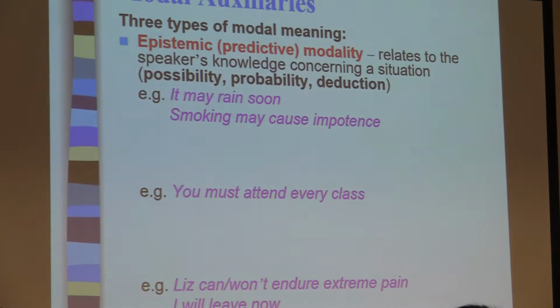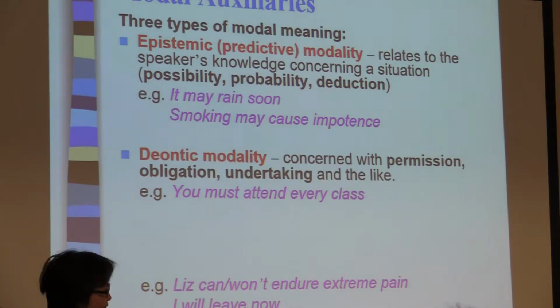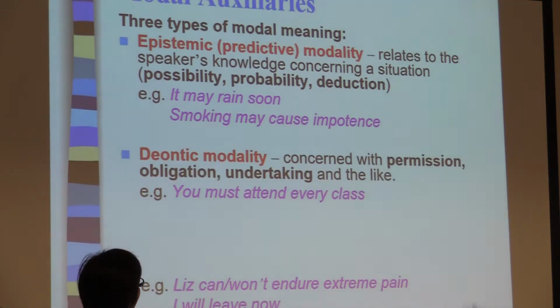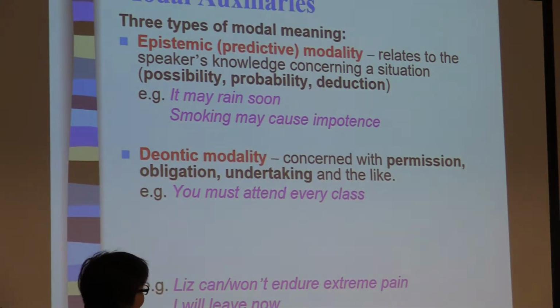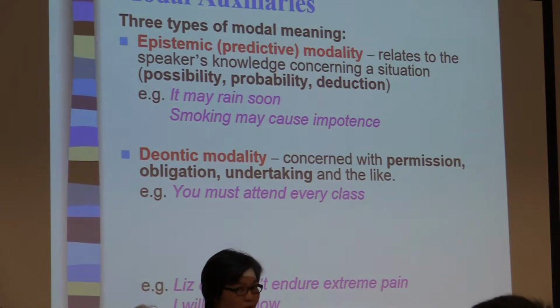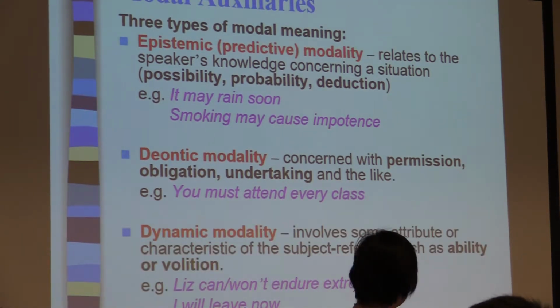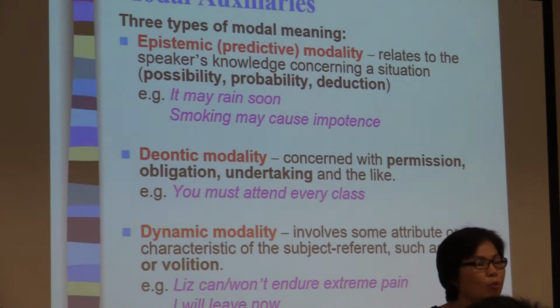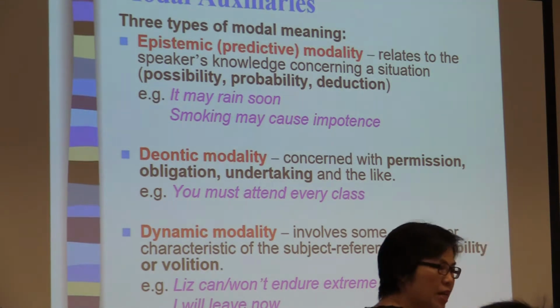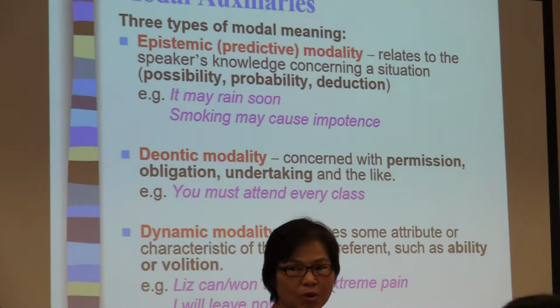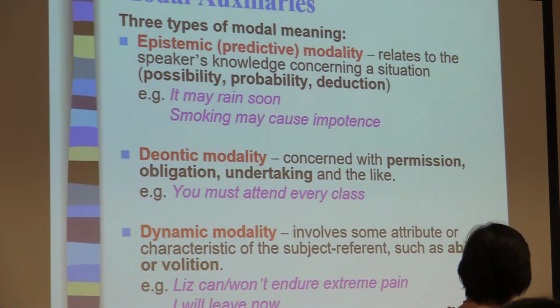You must attend every class. Must. This is not about possibility, but it's about your obligation, your duty. So this is called deontic. And then the final type, he can't endure pain, or I will leave now. It's about your ability or your volition, your will. Remember, want, I want to do something, that is volition. So I will leave, this is also your plan, your want. So this is called dynamic modality.